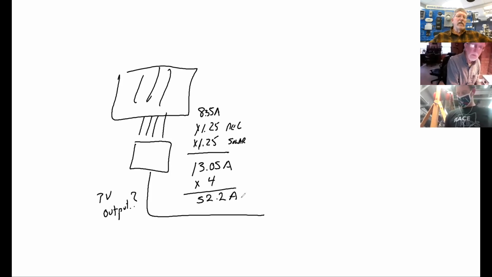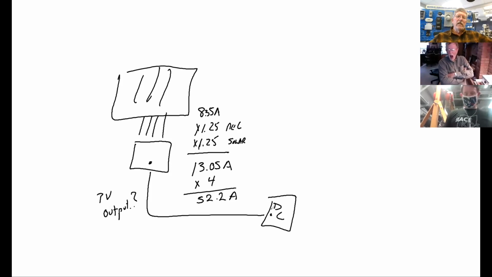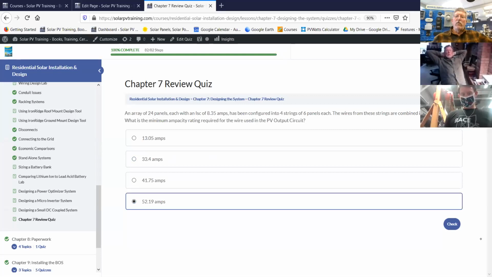So we look it up on our table. We read it from column 1 because we don't know what the rating is of the termination in the DC disconnect. So we just assume worst case scenario. So I think in this case, it's like 6-gauge wire or something like that. So we'd look it up in the table. So it's 52.19 there, with all the rounding.